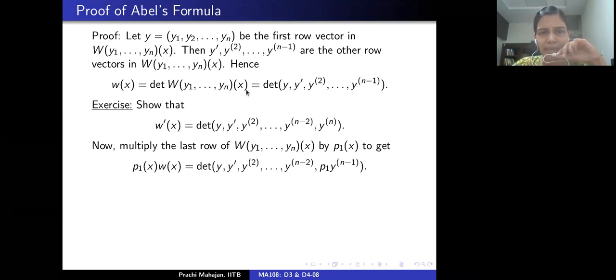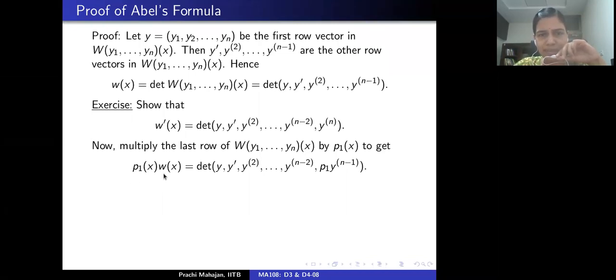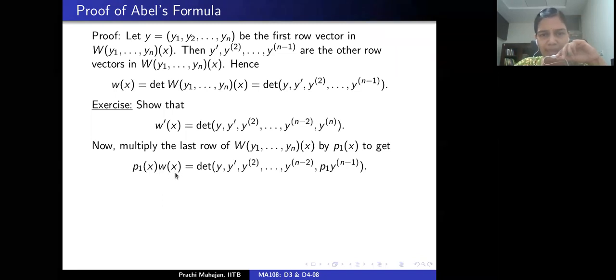All right. So having understood this, what am I going to do? I'm going to multiply the last row of the determinant of this matrix here by P1. So if I do that, what will I get? The Wronskian of y1, y2, yn is the same as, so I absorb that P1 here, multiplying the last row here. So P1 times the n minus 1th derivative of y, okay?